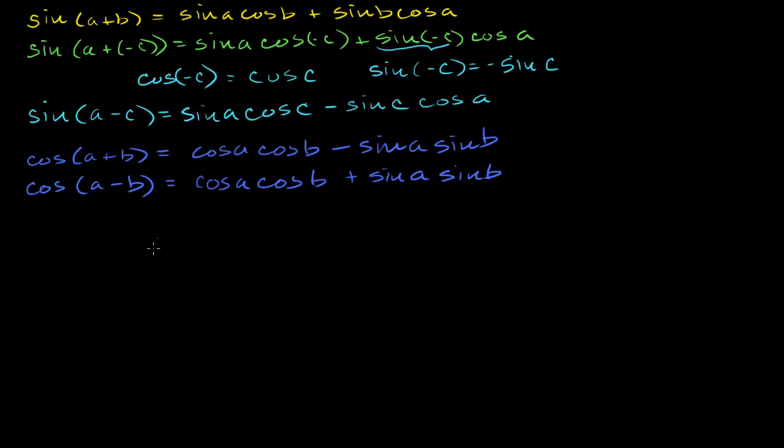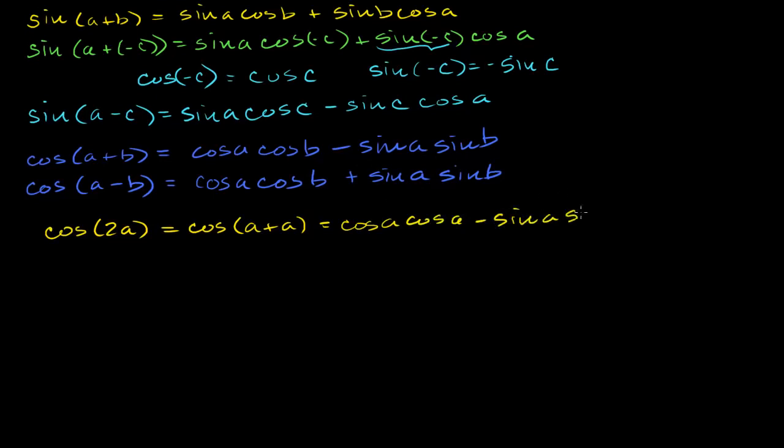So what if I wanted an identity for, let's say, the cosine of 2a? Well, that's just the same thing as the cosine of a plus a. And then we could use this formula right up here. If my second a is just my b, then this is just equal to cosine of a times the cosine of a minus the sine of a times the sine of a. Right? My b is also an a in this situation.